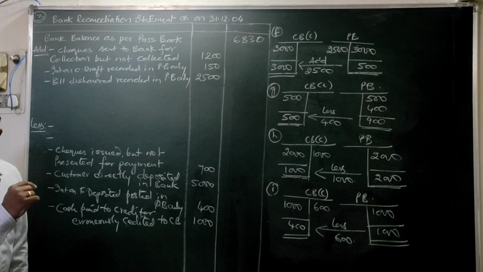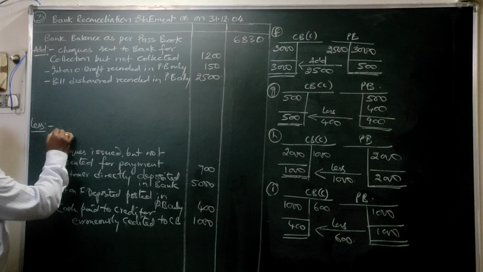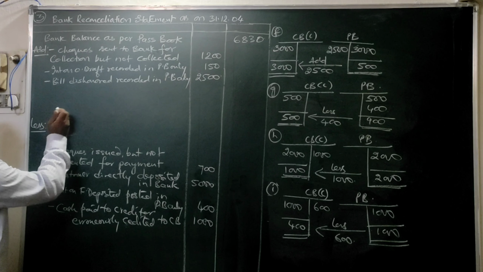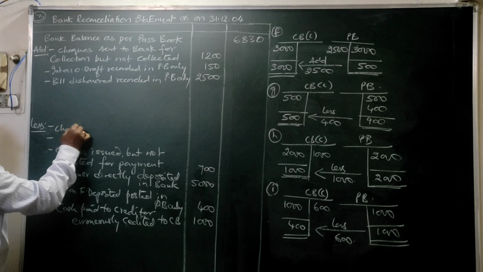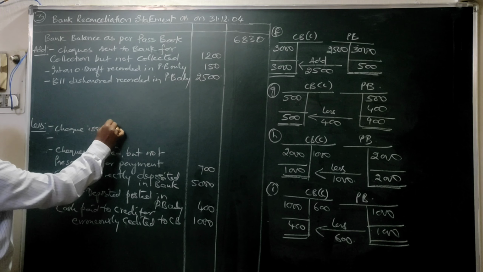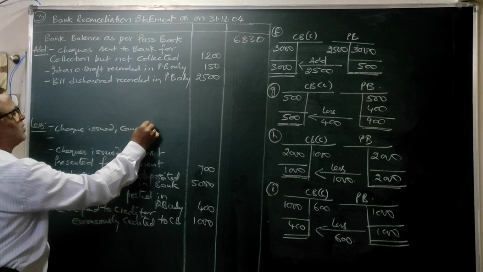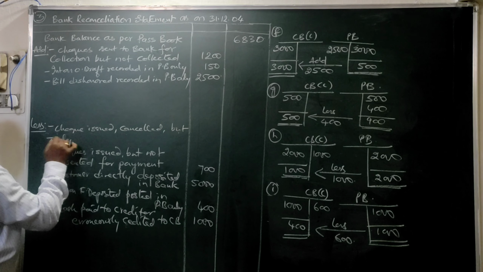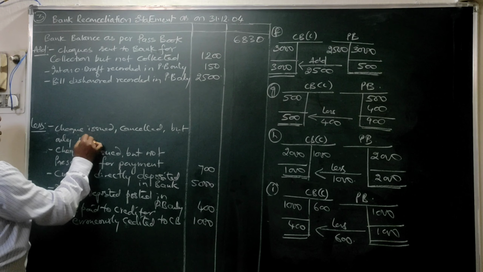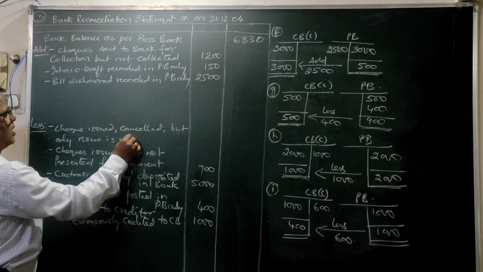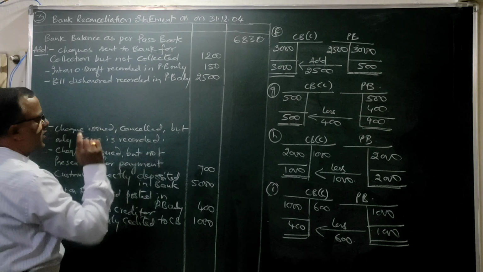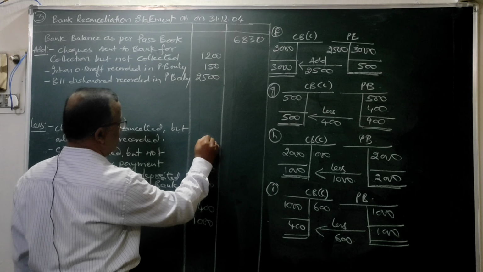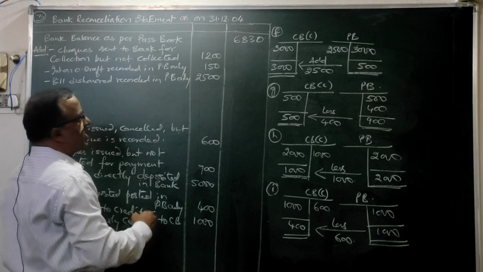These are checks issued, cancelled, but only issue is recorded, but not cancellation. So how much? 600. Okay, so here the problem ends.